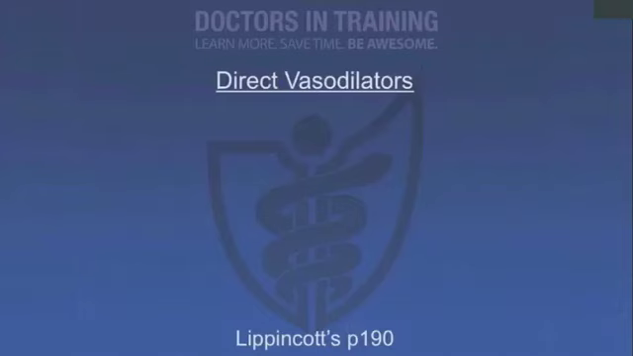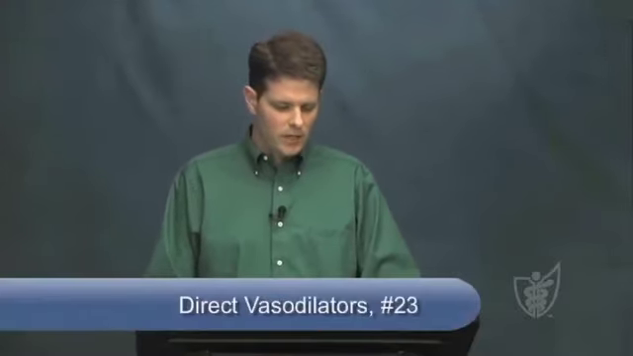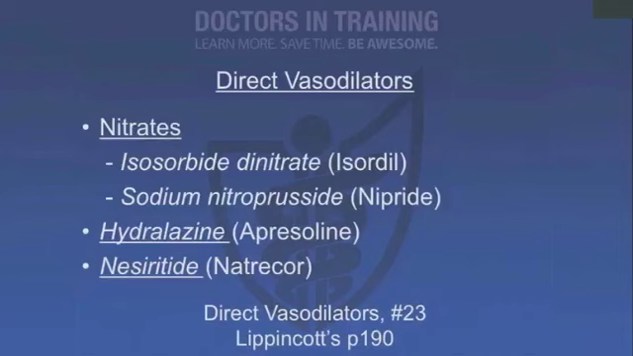The next group of drugs are the direct vasodilators. We're talking about some very different types of drugs here. We're going to lump them all together because they all have the same action or the same end result, but they do it in very different ways. The drugs we're talking about are the nitrates, including isosorbide dinitrate and sodium nitroprusside. And then other drugs include hydralazine and a drug called nesiritide.